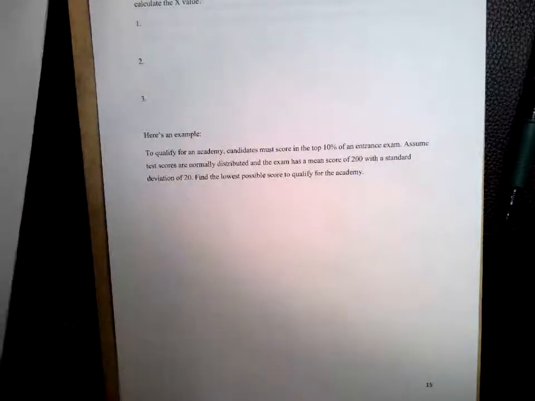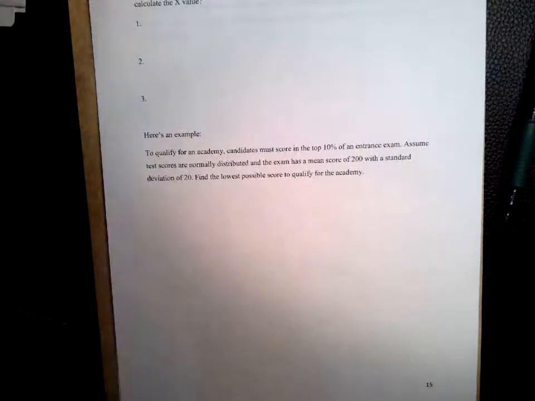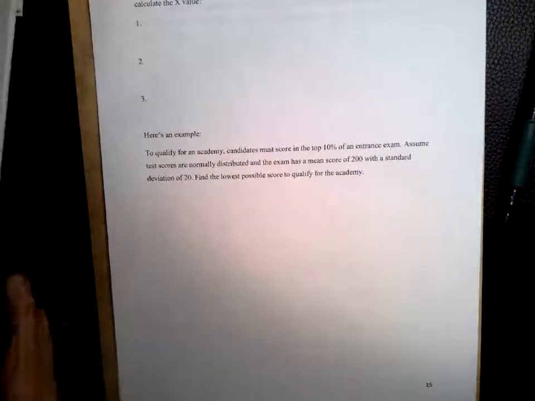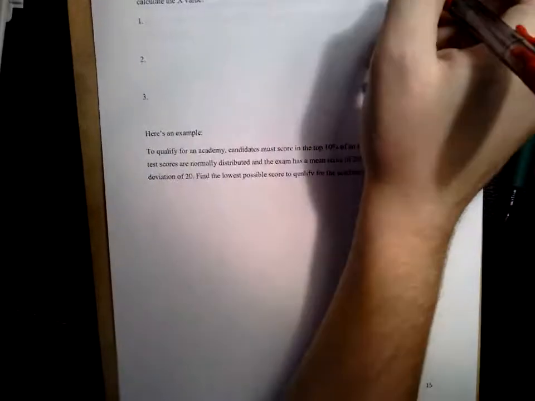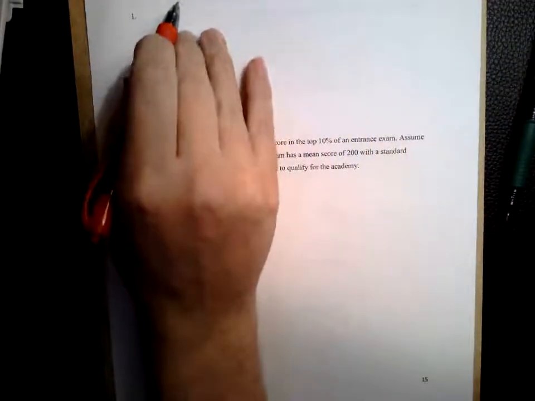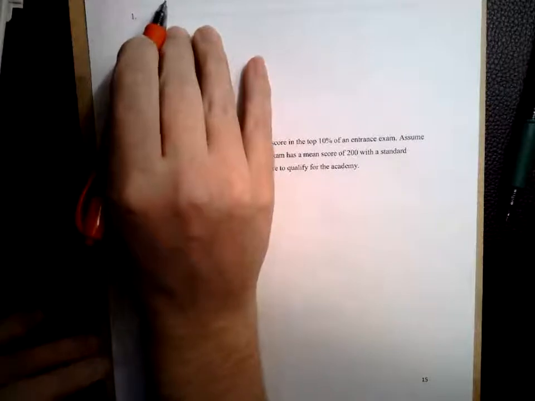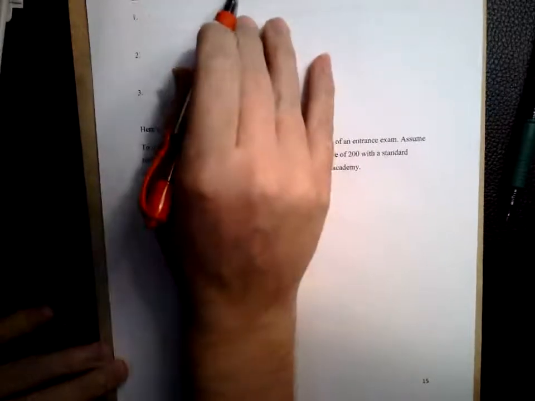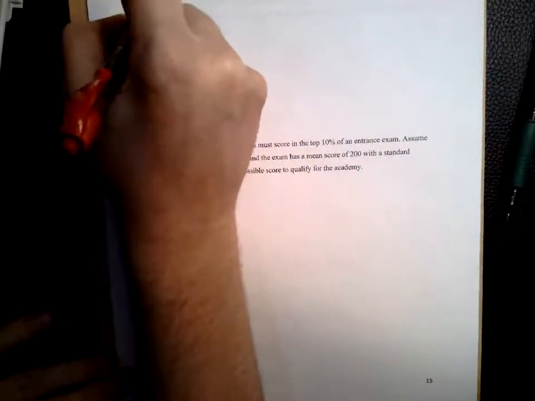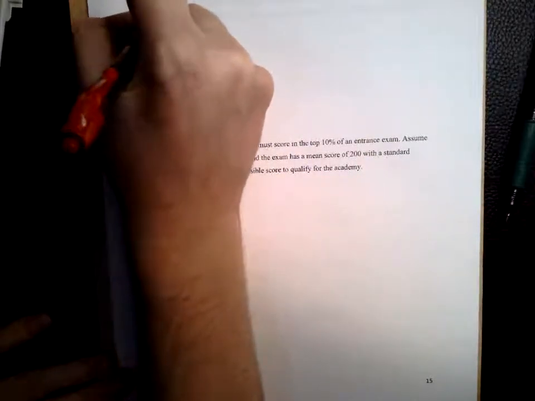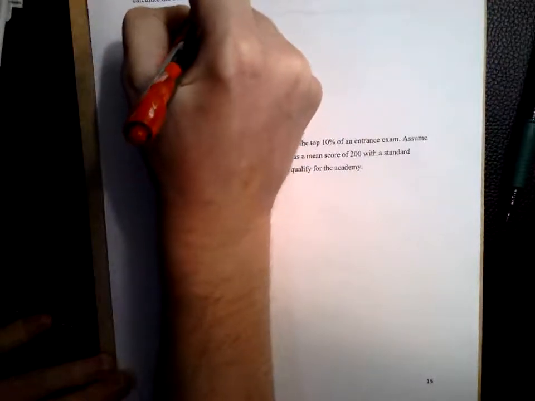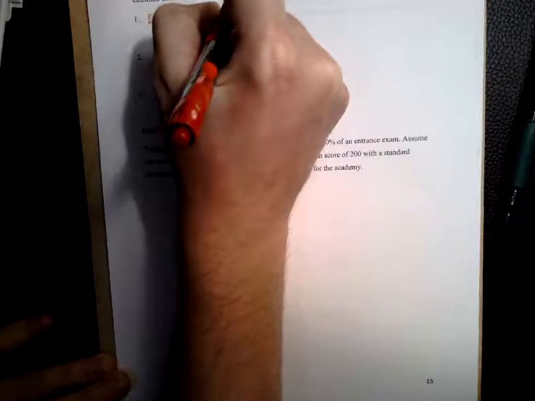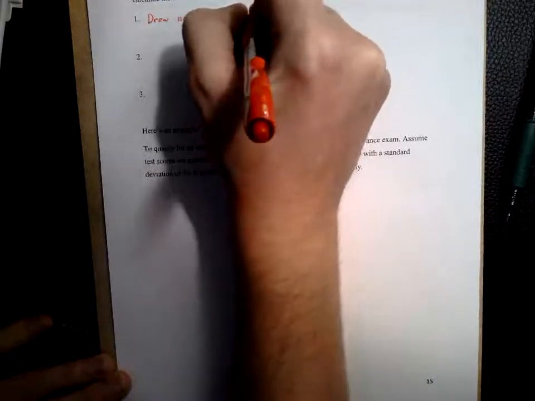Now, those two examples are when we actually knew the mean and the standard deviation. Now, what happens if we are given the mean, standard deviation, and the probability and asked to calculate some particular x value? So we're looking for that particular data value with that mean, that standard deviation, and that probability. So the first step is to draw the normal curve and shade the appropriate region.